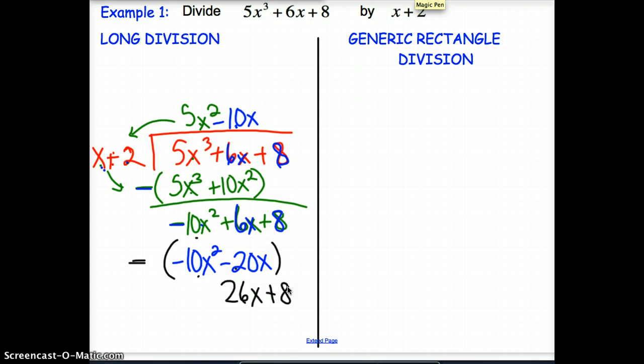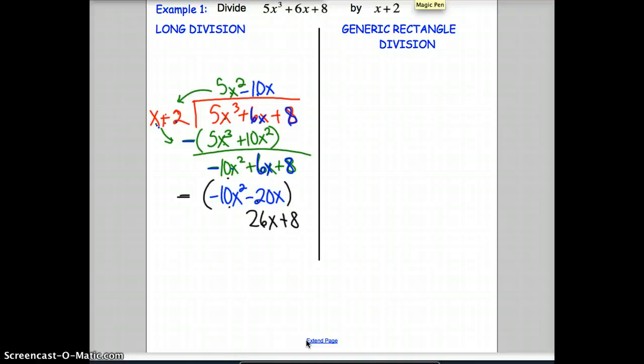We're nearing the end here because we have one more step. We still want to try and see if we can get rid of the 26x. So we look one more time. x plus 2 times what would give me 26x? Well, x plus 2 times 26. So 26 times x is 26x, just like I wanted. And then 26 times 2, 52.